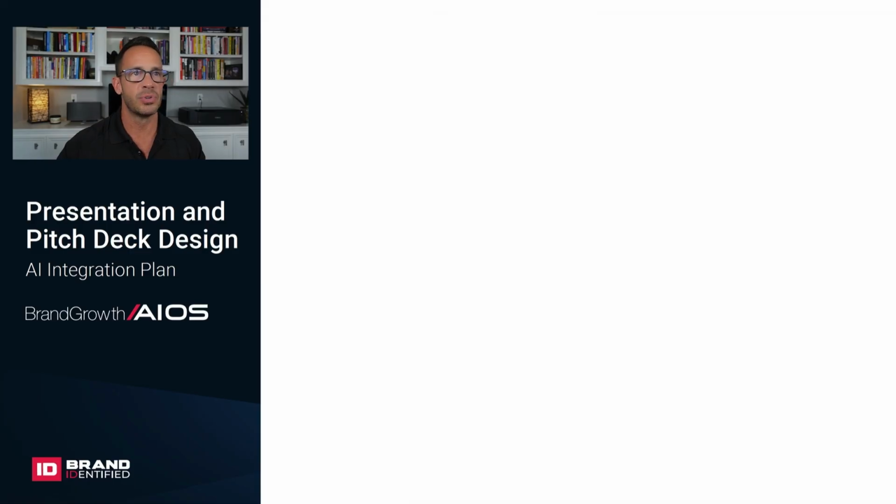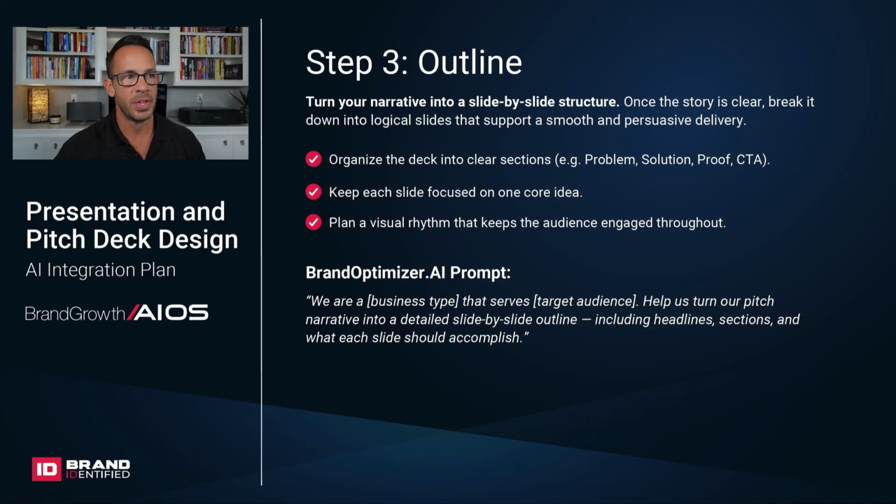So moving on here into step number 3, and that is to outline. Turn your narrative into a slide-by-slide structure. Once the story is clear, break it down into logical slides that support a smooth and persuasive delivery. So organize the deck into clear sections, for example, problem, solution, proof, and calls to action.